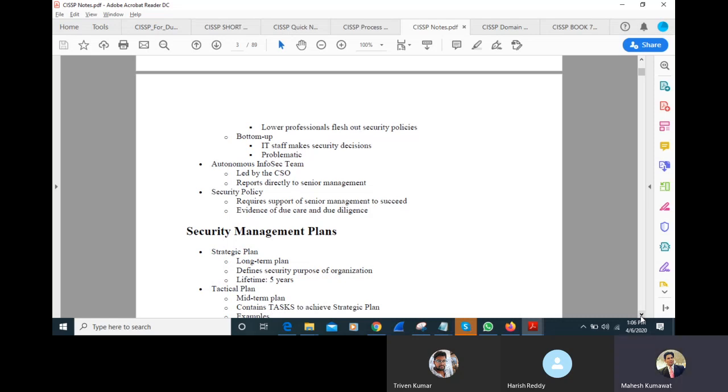Okay. So what happened? Bottom-up, the IT staff make security decisions, which is problematic. The alternative is an autonomous infosec team led by the CSO that reports directly to senior management. Security policies require the support of senior management to succeed. Can you tell from the security governance? Pardon? Can't hear from there. Security policies. Yes.